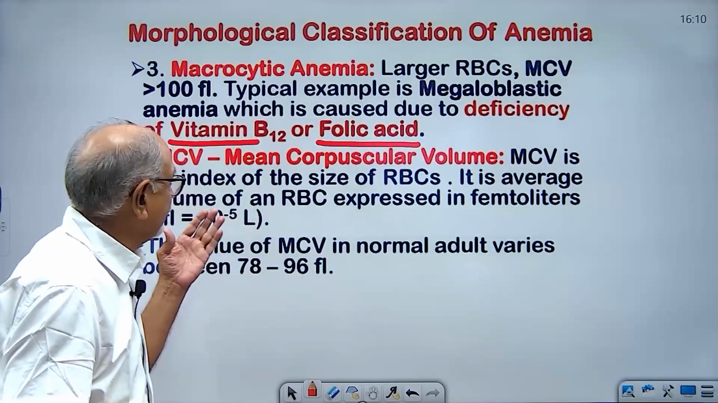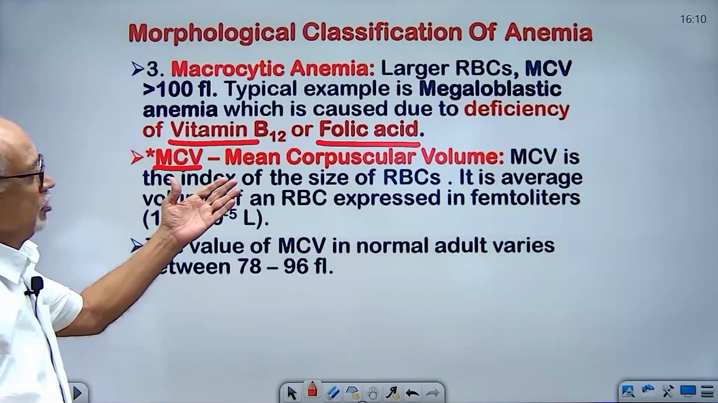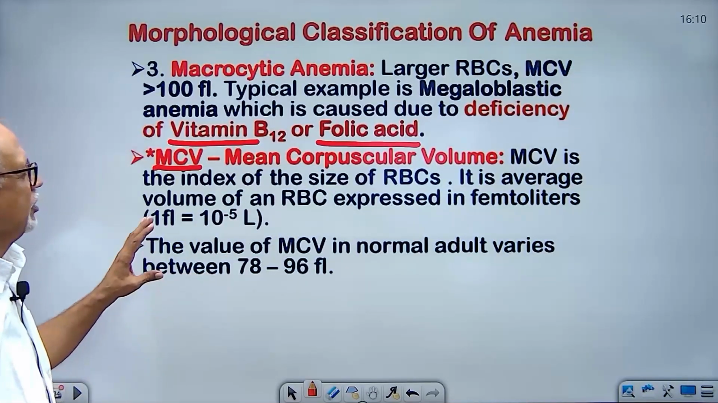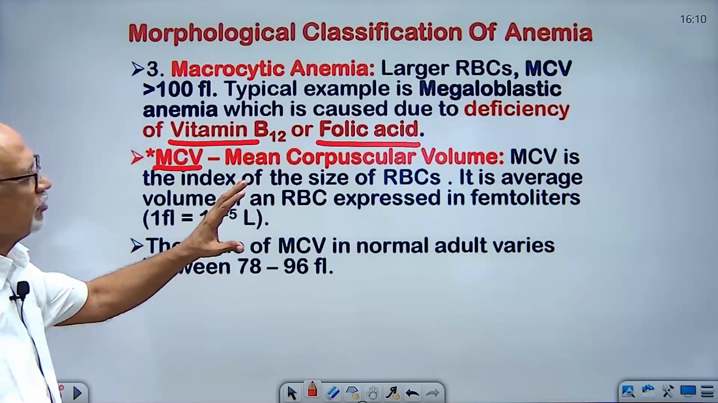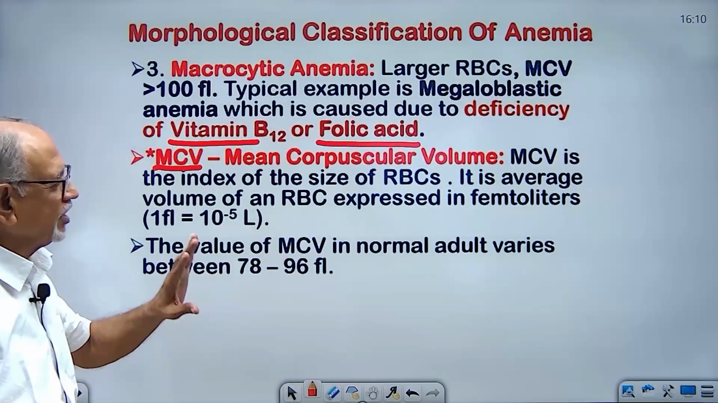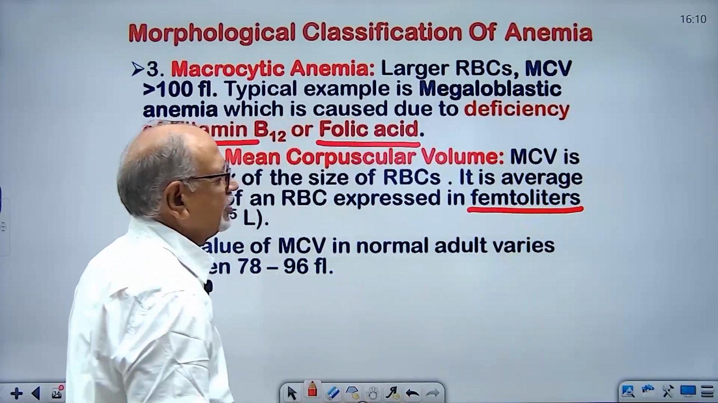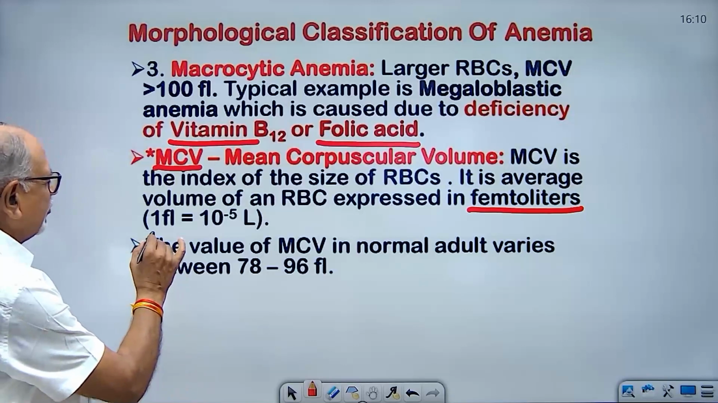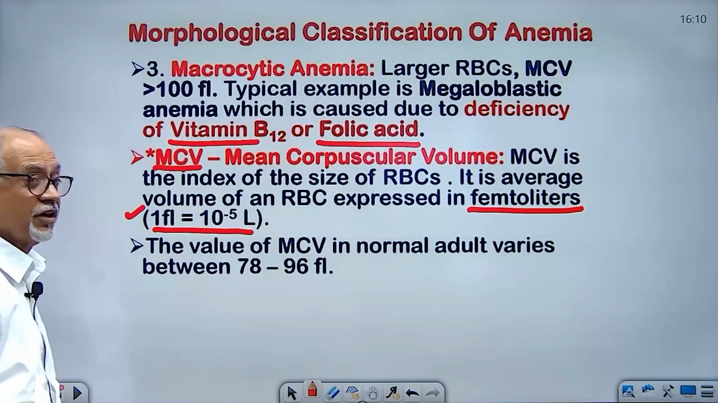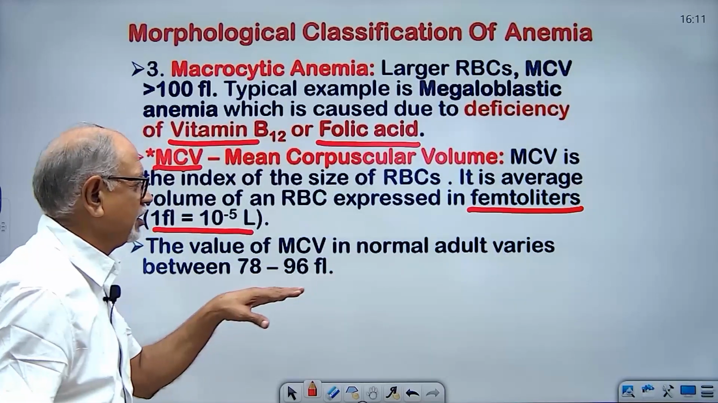Here is a term we have used, MCV, that is mean corpuscular volume, that is the volume of RBC. The MCV is the index of the size of RBC. Its average volume of an RBC is expressed in terms of FL, that is femtoliters. 1 femtoliter is equal to 10 to the power 5 liter. The value of MCV is normal in adult.